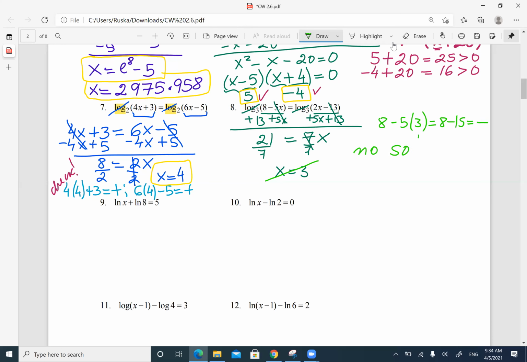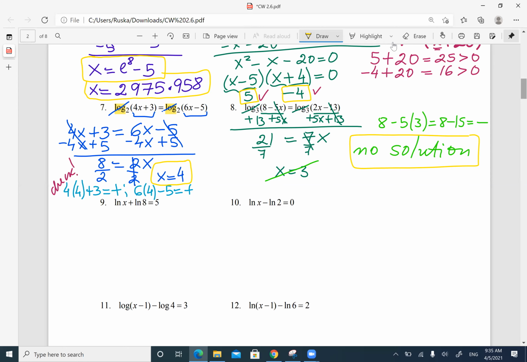This equation has no solution, which is okay. It happens sometimes. Okay? Everybody good with this explanation? Any questions? Okay, let's go ahead and do the next one.